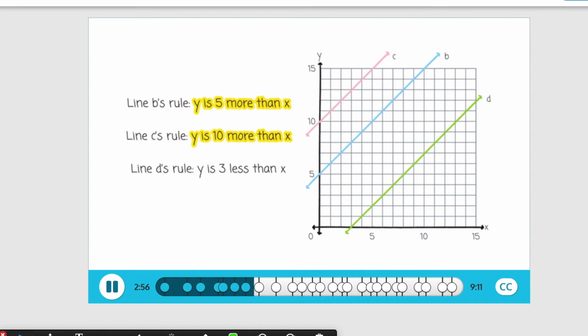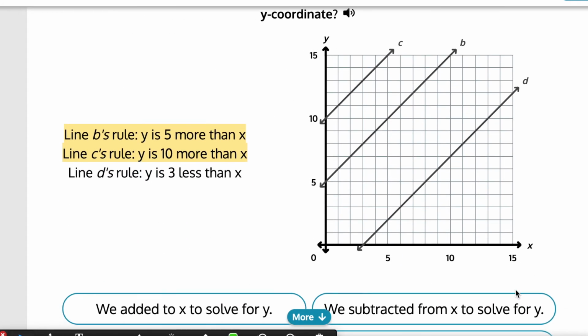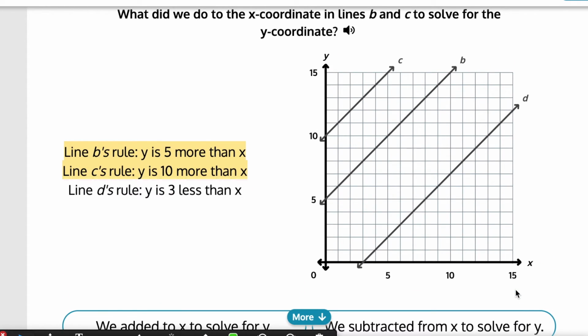What operation is used in the rules for lines B and C? What operation is used in the rule for line D? So let's think about this. Y is 5 more than x. So if I were to translate that, with my students, we've been talking about translating to math speak. So if I were to translate this to math speak, that means y equals 5 more than x. So that means 5 plus x.